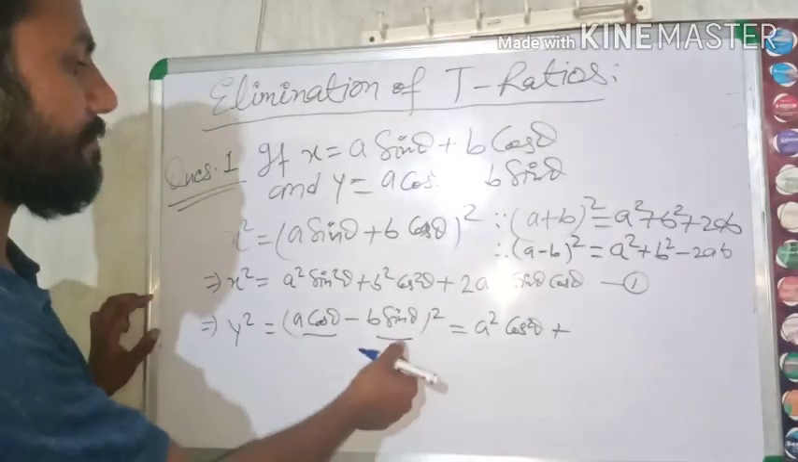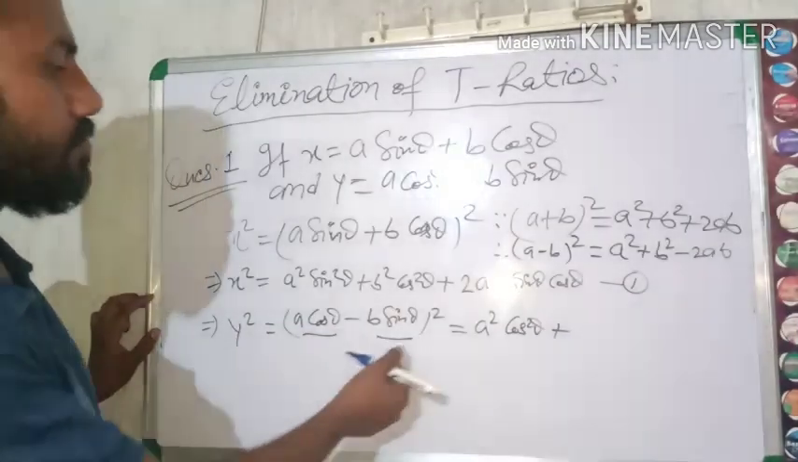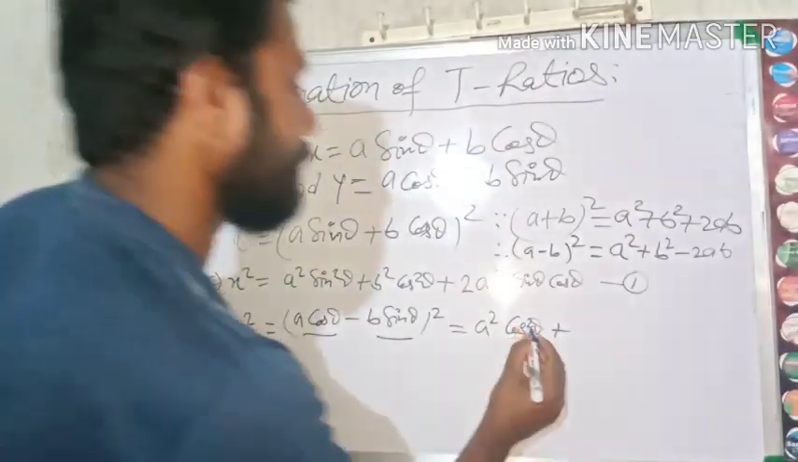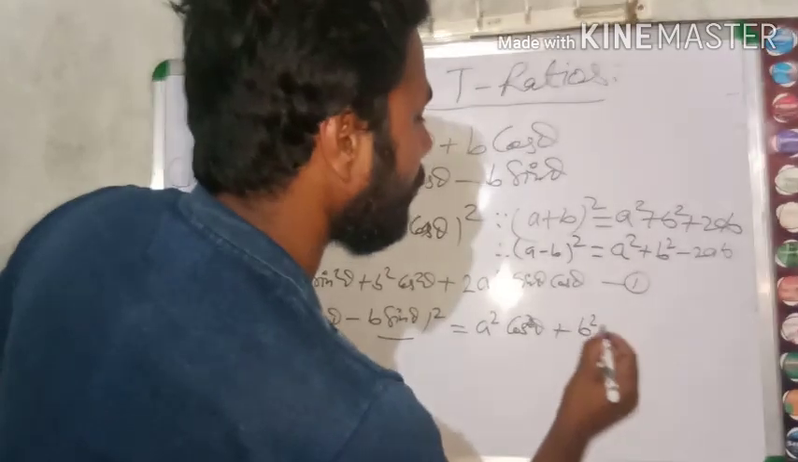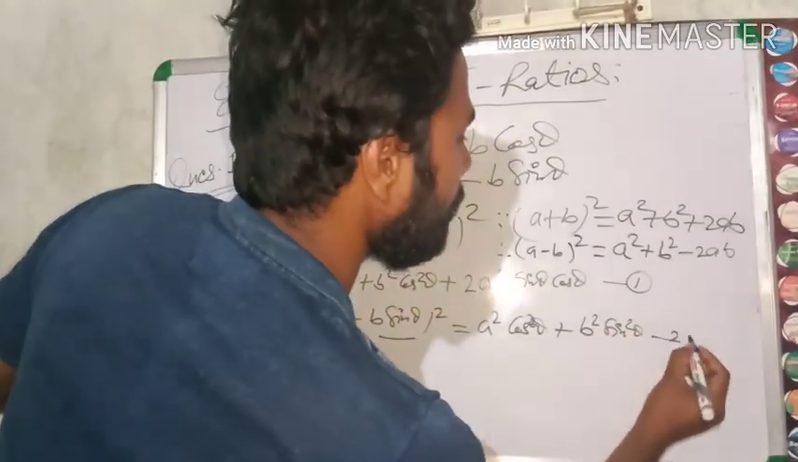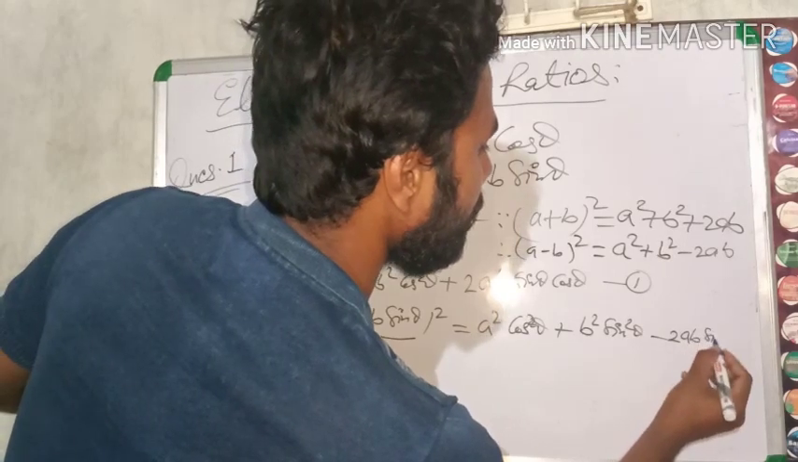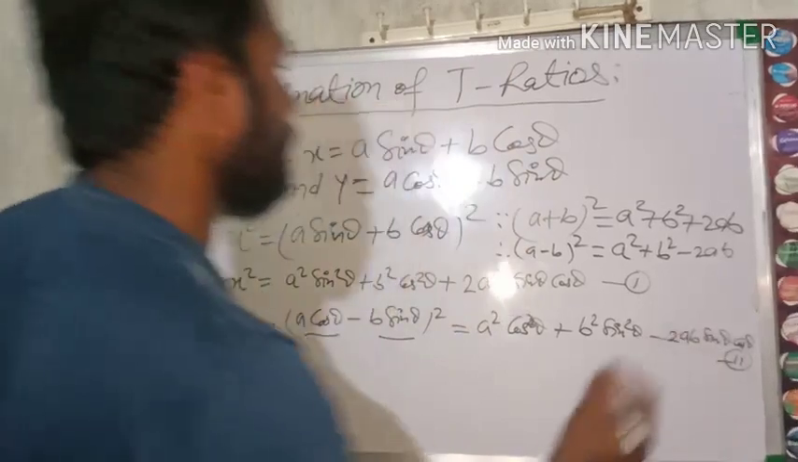Then a minus b form, y is equal to a minus b, then y square is equal to a minus b whole square, which is equal to a square cos square theta plus b square sin square theta minus 2ab sin theta cos theta. Equation second.